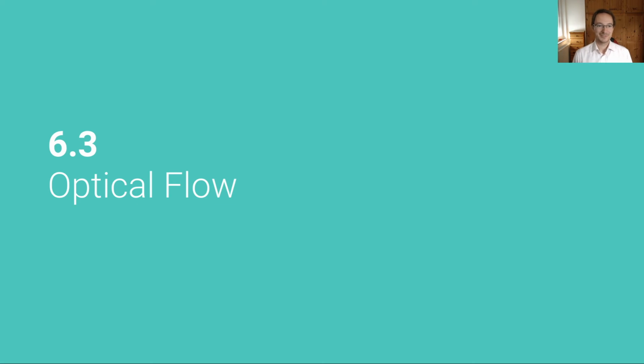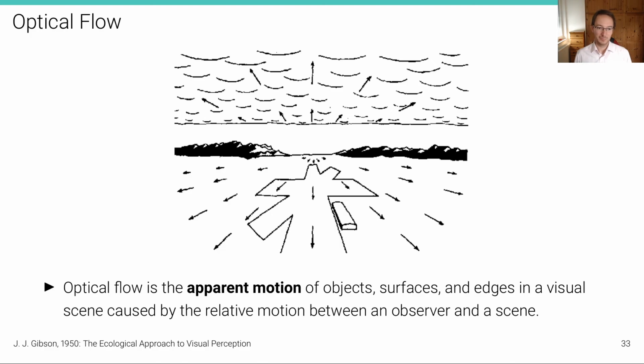In the last unit of this lecture, we're going to discuss the optical flow problem and how it can be formulated or thought of as inference in a Markov random field. Optical flow is defined as the apparent motion of objects, surfaces, and edges in a visual scene caused by the relative motion between an observer and the scene.